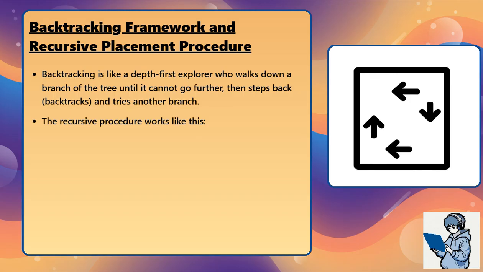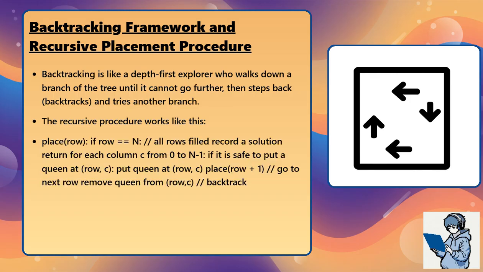The recursive procedure works like this. Place(row): if row equals n, then all rows are filled, so record a solution and return. For each column c from 0 to n-1: if it is safe to put a queen at (row, c), put a queen at (row, c), call Place(row + 1) to go to the next row, then remove the queen from (row, c), which is the backtrack step.